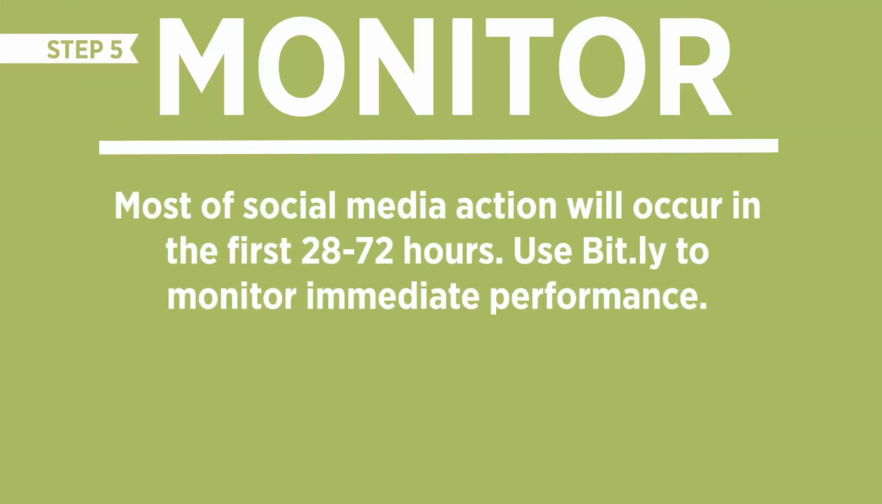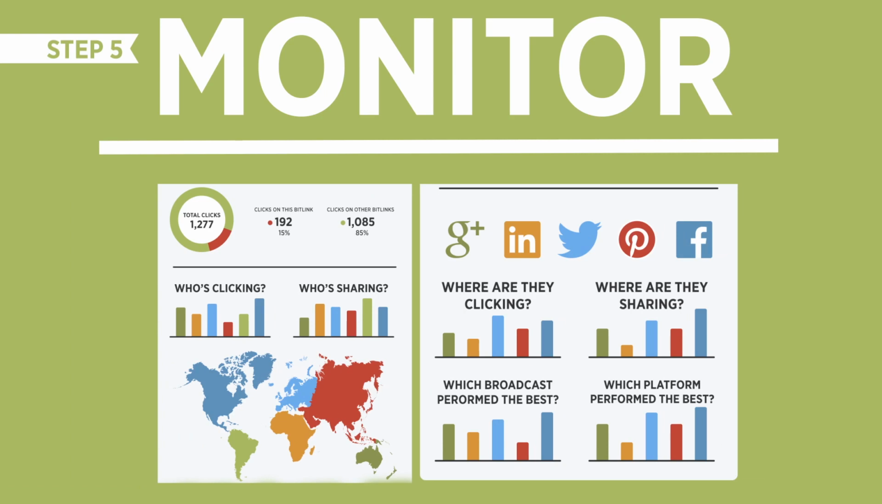Let's talk about step 5, where you're monitoring how your content's performing. Remember when I talked about Bitly and how it'll tell you who's clicking, where they're clicking, and when they're clicking? This is really important. Most of the social media action will occur in the first 48 to 72 hours of your brand new content being online, so you want to use Bitly to monitor immediate performance. But I need to know how our content is performing to justify continuing exposure for that content on that platform. Bitly is great at telling me who's clicking, who's sharing. I can get backlinks to who's sharing, where in the world they are, and when they are. Still with me?